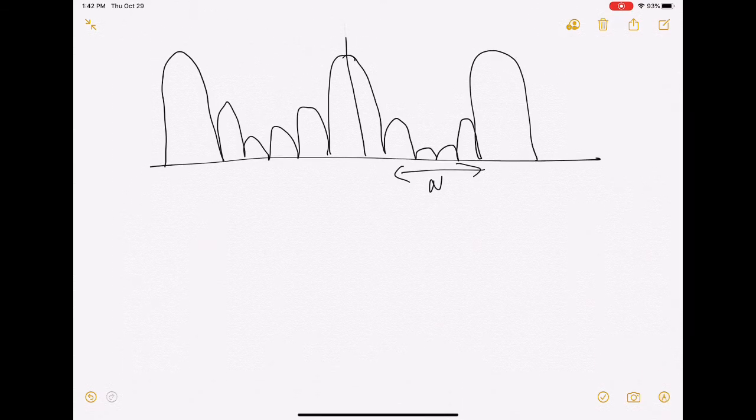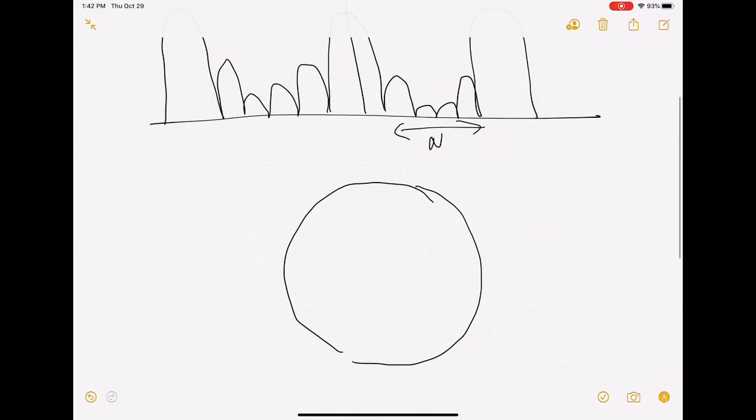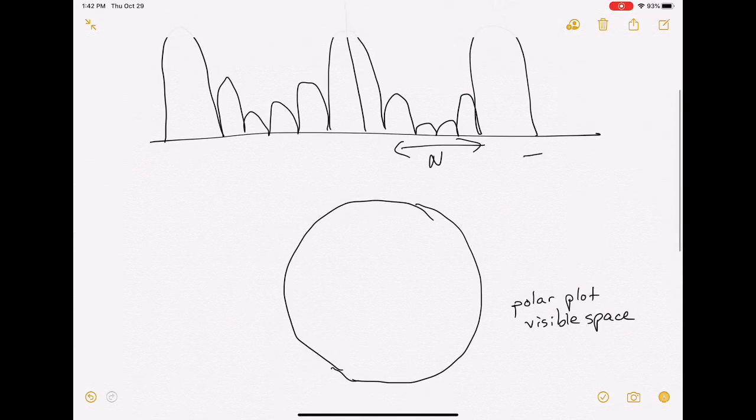And we talked about how this sinc function maps onto the circle of visible space that you would see for a polar plot. So a polar plot represents visible space. Well, this rectangular plot of the sinc function represents sine space, also sometimes called cosine space, because psi is proportional to the direction cosines.